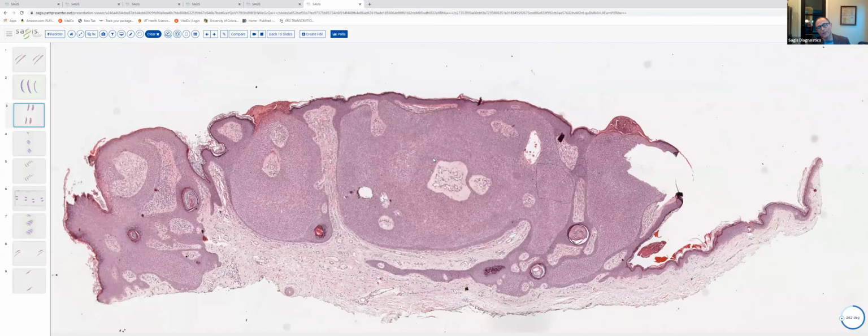Okay, let's go ahead and move on to slides 4 and 5. There's some similarity here that we'll discuss between these two lesions.